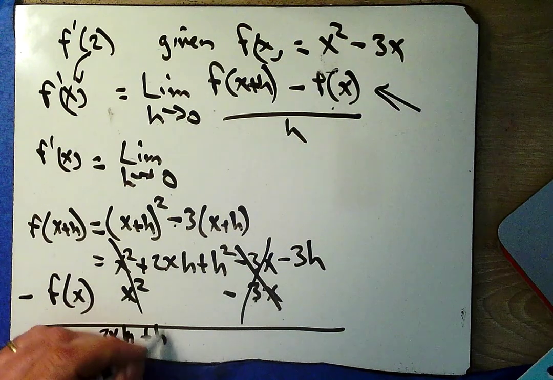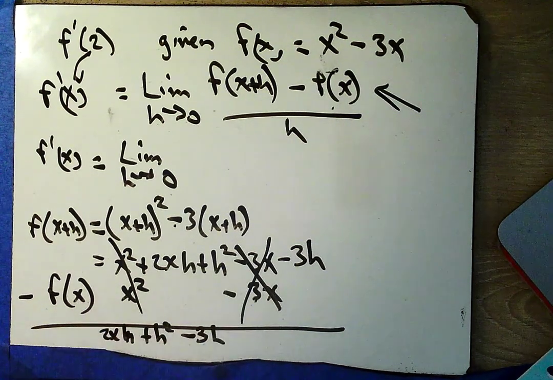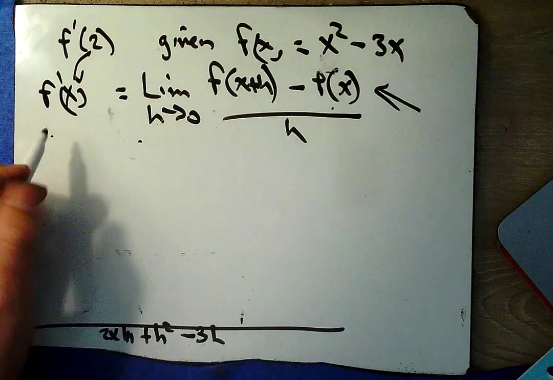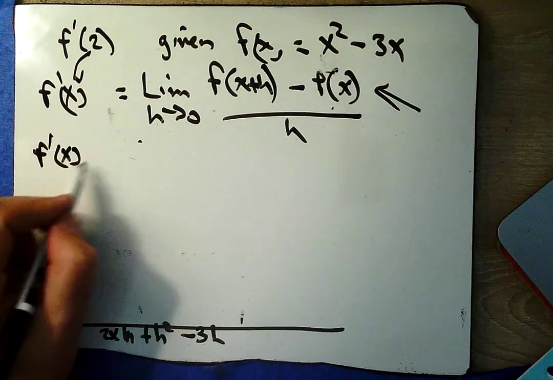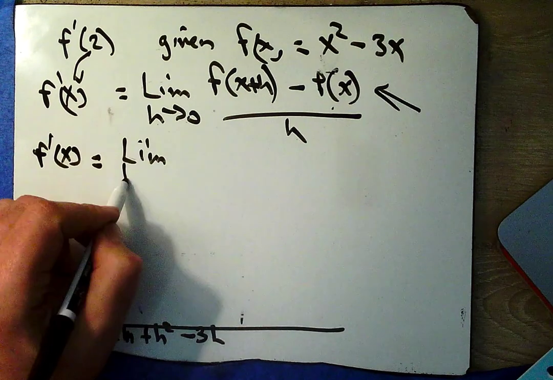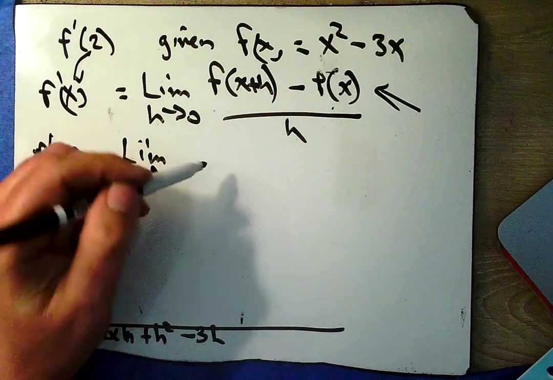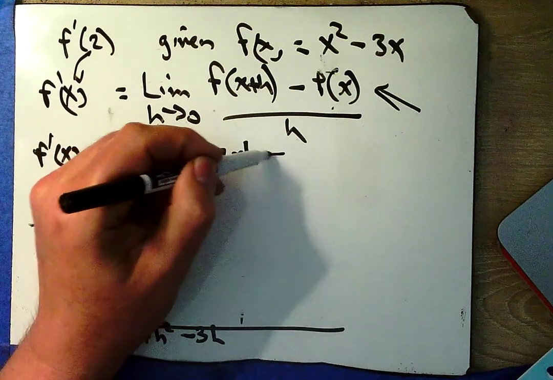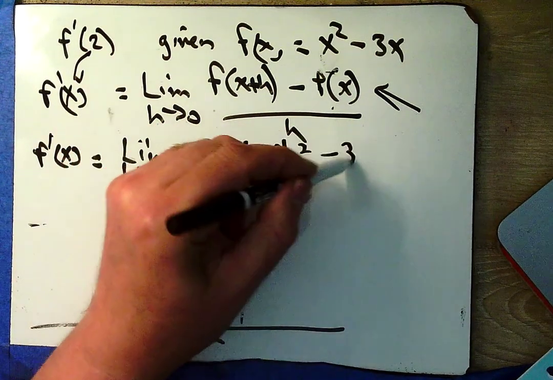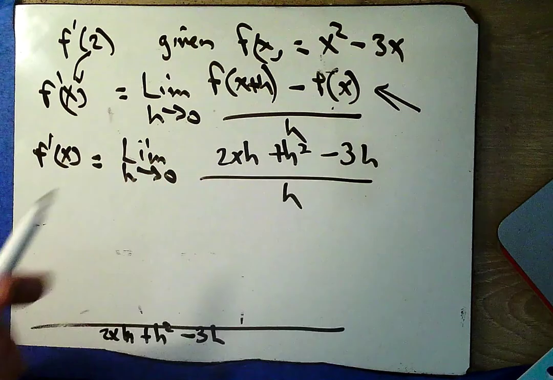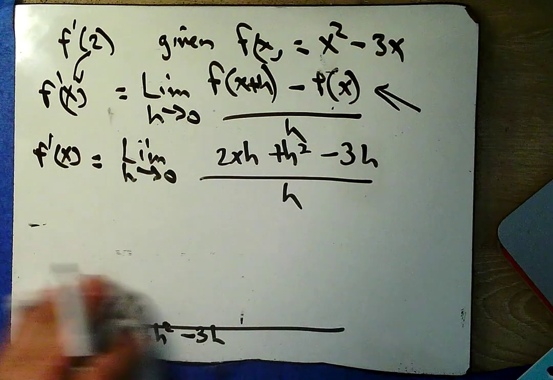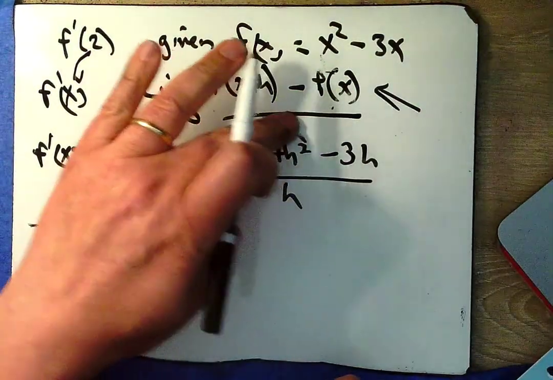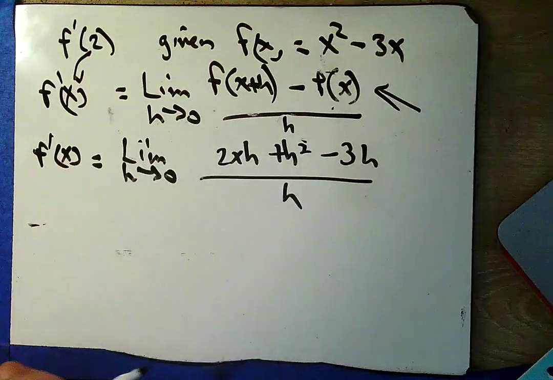Okay, so then 2xh plus h squared minus 3h. So let's go and say that f prime of x is the limit as h heads to 0 of this subtraction was 2xh plus h squared minus 3h all over h. That's where we are now once we found this and put this into the subtraction. Okay? Got a little smaller.